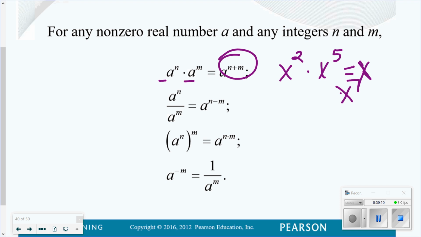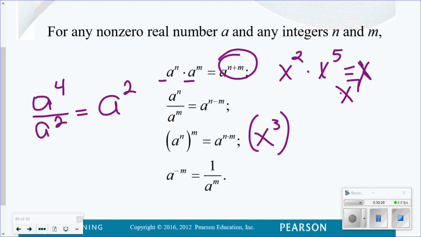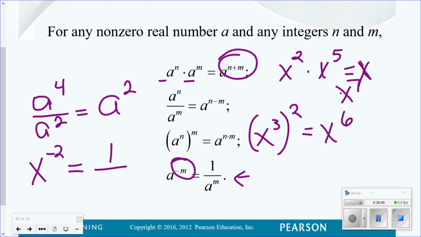There we go. Okay, if we are dividing, so if we had a to the 4th over a squared, we're going to subtract, and our answer is a squared. This is power to a power, so if I have x cubed squared, then I would have x to the 6th. And then this is a really important one, this last one. You have to be able to move negative exponents around and know that x to the -2 is the same as 1 over x squared.